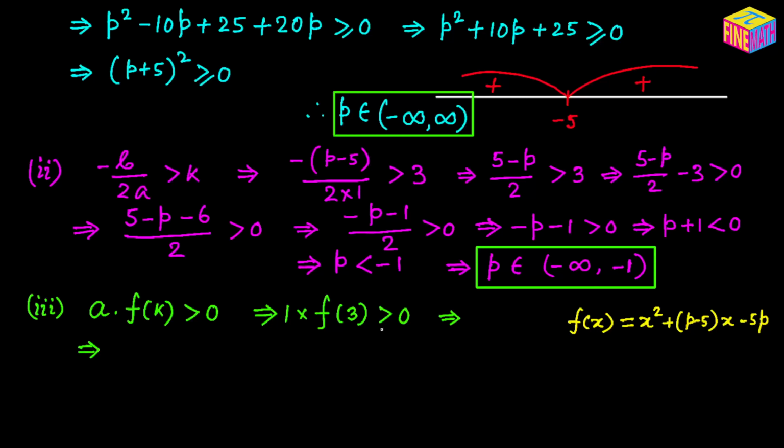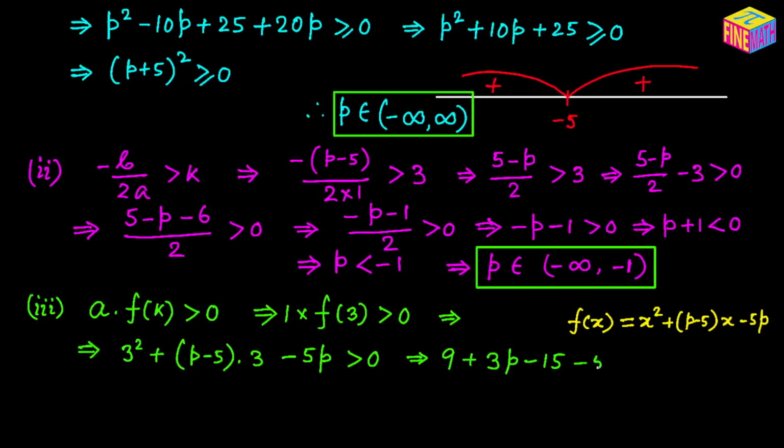Well, f of 3 would be, in place of x, we are going to use 3, right? So it would be 3 squared plus p minus 5 times 3. Wherever we have x, I am using 3, and then minus 5 times p. And that must be greater than 0. Now if we simplify it a little bit, what are we going to get? We are going to get 9 plus 3 times p minus 15 minus 5 times p, and all of that will be greater than 0.